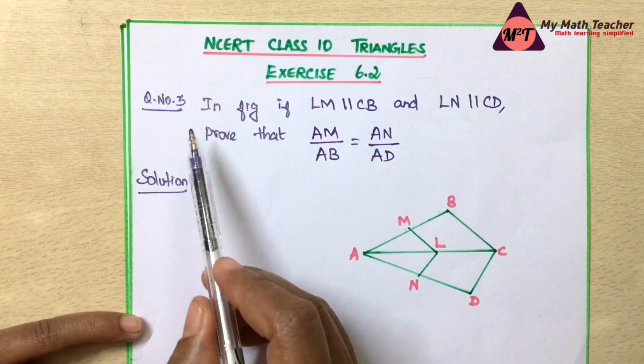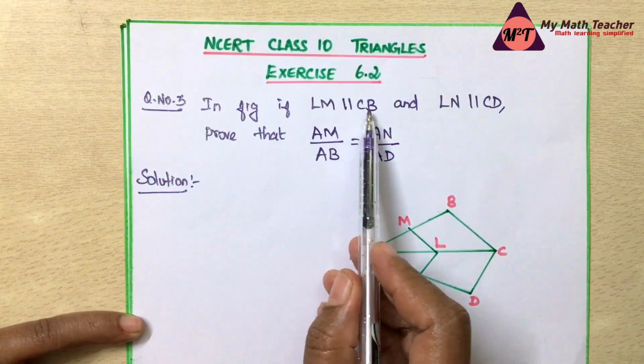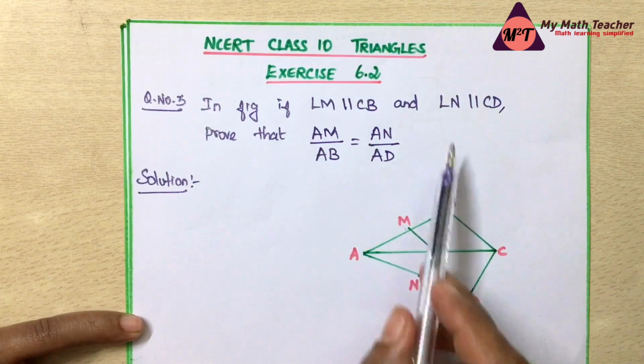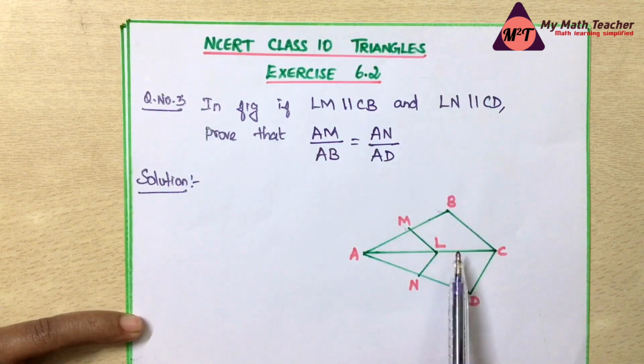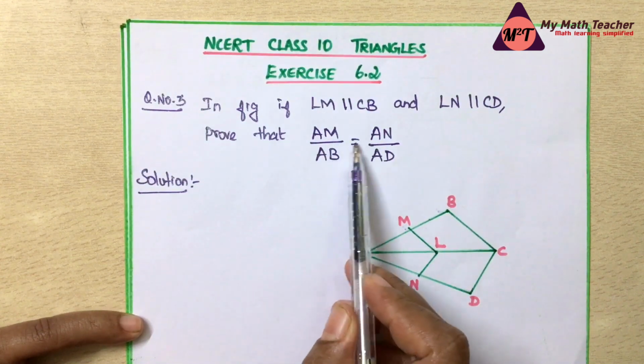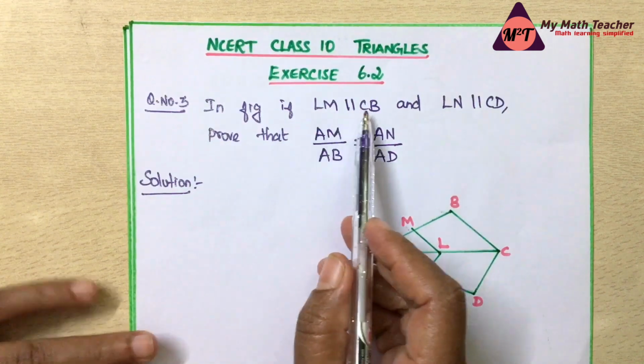Given here is question number 3. In the figure, if LM is parallel to CB and LN is parallel to CD, you have to prove AM divided by AB is equal to AN by AD. So now let us start from the first one.